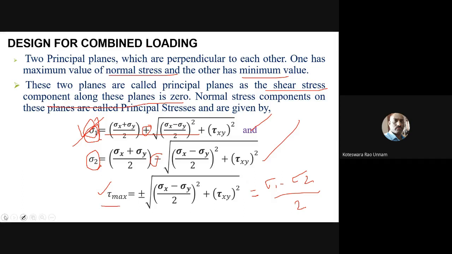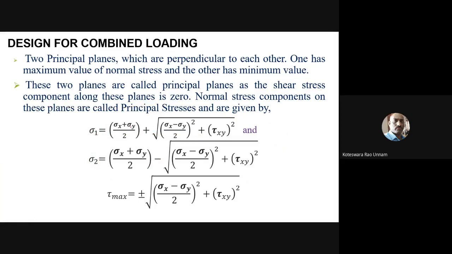If I take these two expressions and subtract sigma 2 from sigma 1, what happens? This term will cancel out, and only this one remains. Divided by 2, if I add these two I get 2 times this quantity, and divided by 2 I get only this quantity. That is nothing but your maximum shear stress. See here, in tau max you have a plus or minus sign only. The plus value is the same, and the minus value is also the same.